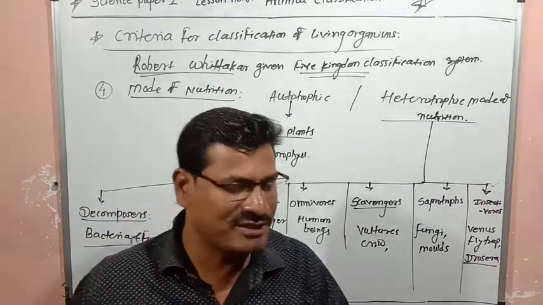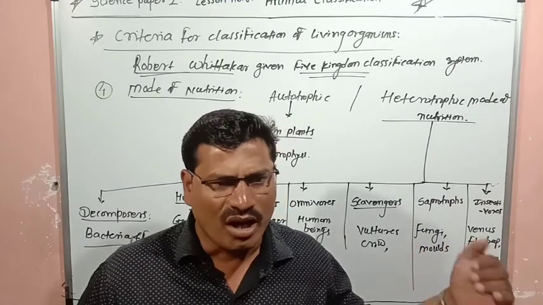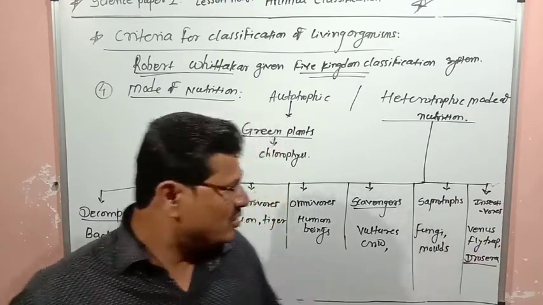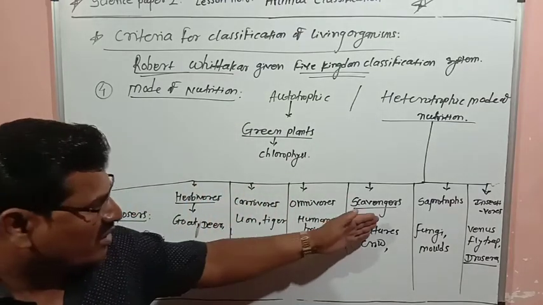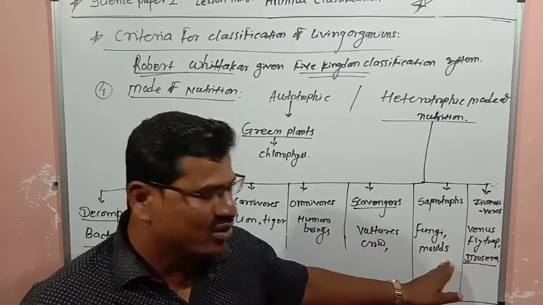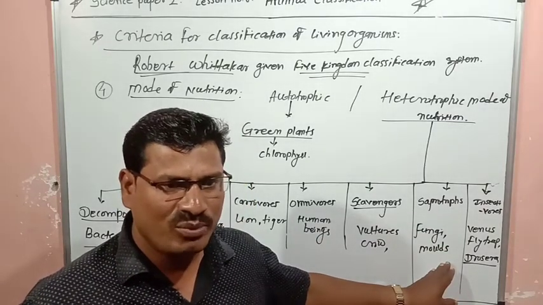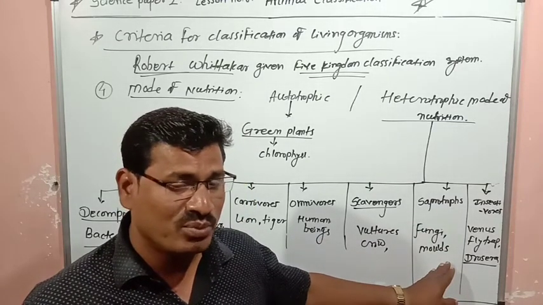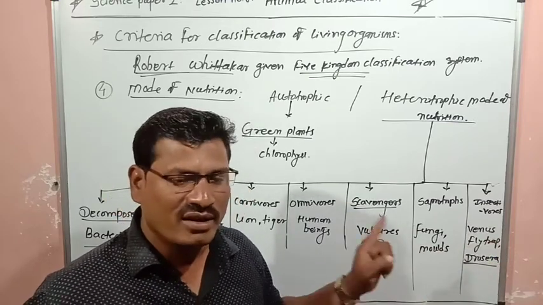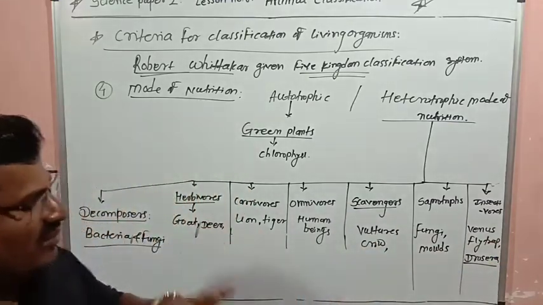Now after this, how these criteria were used? So one thing I will tell here, in the saprotrophs. Saprotrophs means those organisms which are obtaining their food from dead and decaying organic matter.